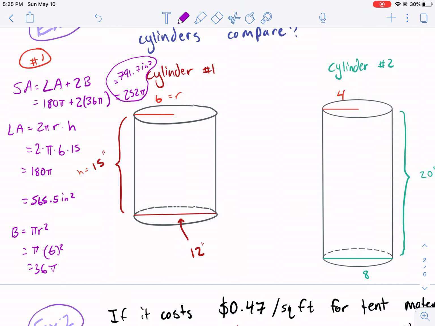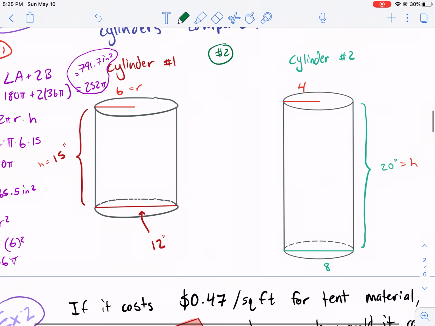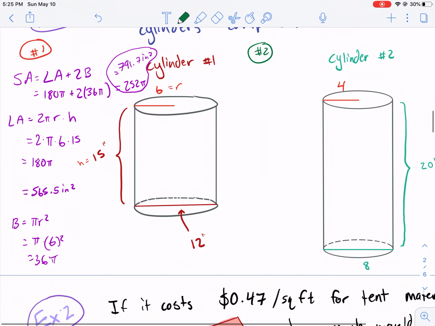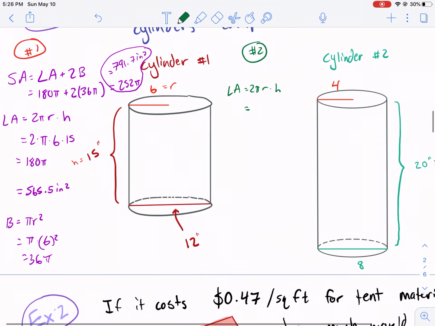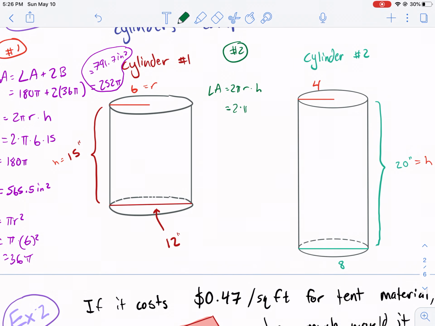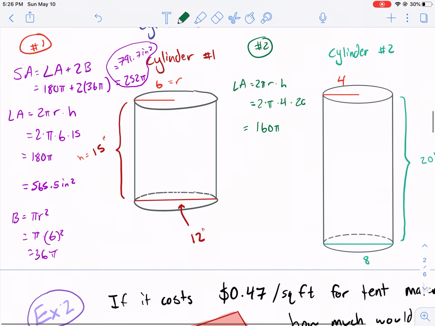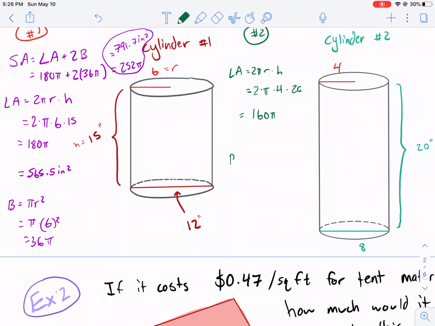Okay, so we have a reference here for our first one. Now we need to do number 2. In number 2, same process. First thing we're going to do is start with the lateral area. The lateral area equals 2 pi r times h. We know r is 4, 2 times pi, times 4, and then times 20. So that is equal to 160 pi. As you can see, our lateral area is a little bit smaller than the other one. Let's move to our base. Maybe our base is going to be a little bit bigger. I doubt it because it's a smaller circle.